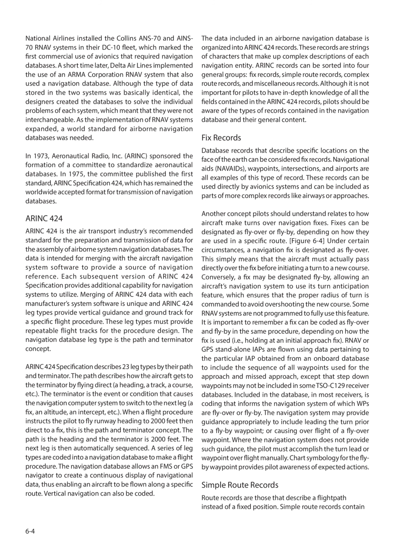Fixed records. Database records that describe specific locations on the face of the Earth can be considered fixed records. Navigational aids, navaids, waypoints, intersections, and airports are all examples of this type of record. These records can be used directly by avionics systems and can be included as parts of more complex records like airways or approaches. Another concept pilots should understand relates to how aircraft make turns over navigation fixes.